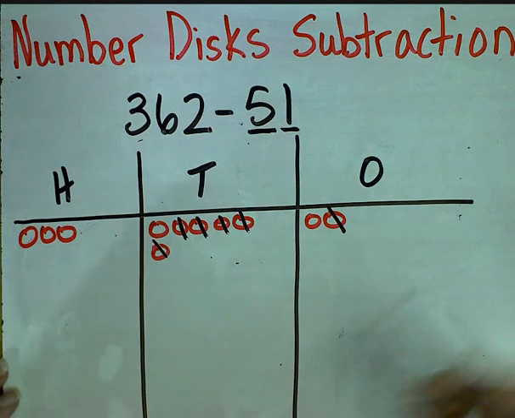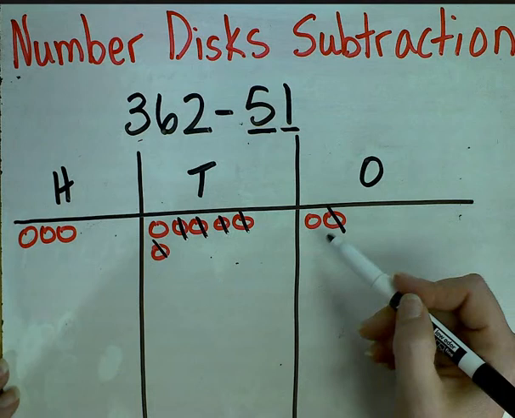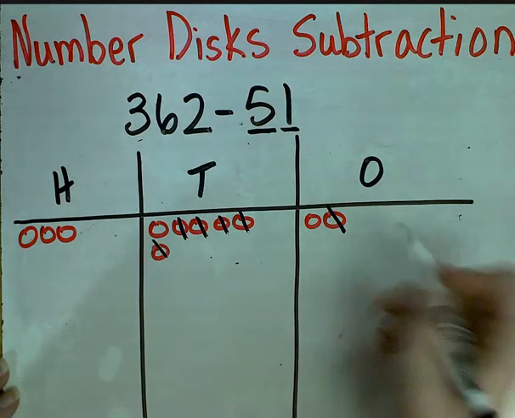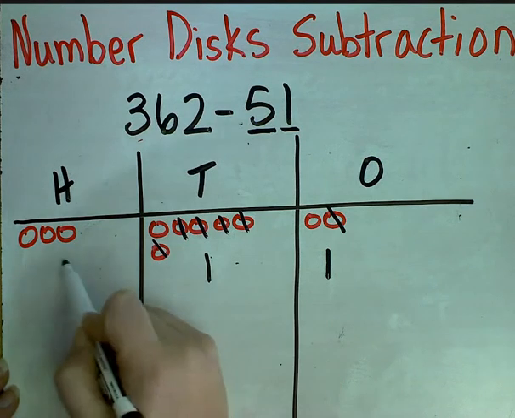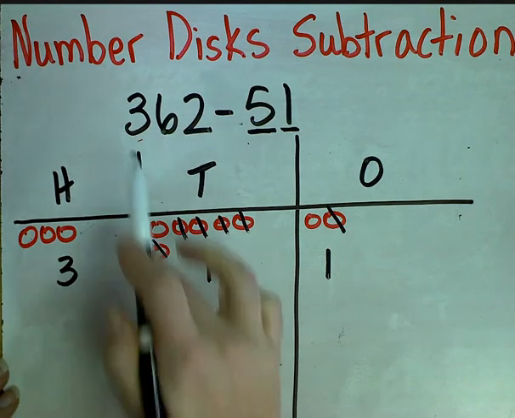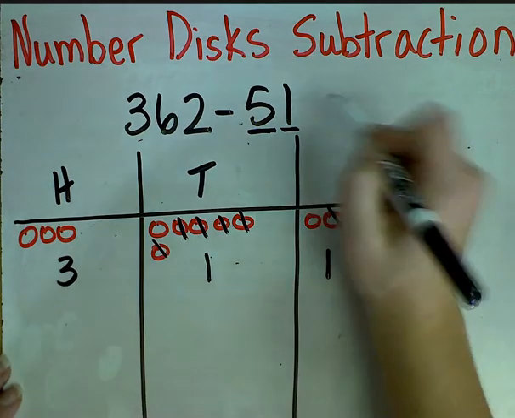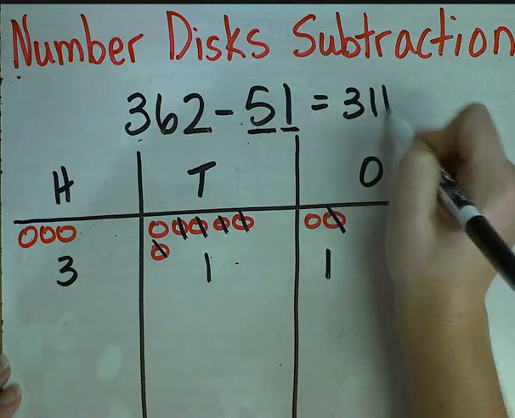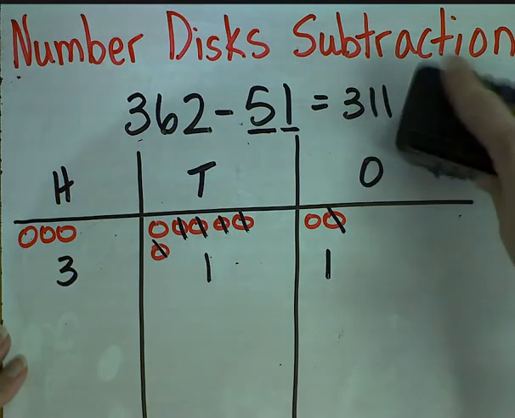Now I'm going to go back and see how many number discs are not crossed off. So in my ones column, I have 1. In my tens column, I have 1. And in my hundreds column, I have 3. So 362 minus 51 equals 311. Now let's take a look at using number discs for another problem.